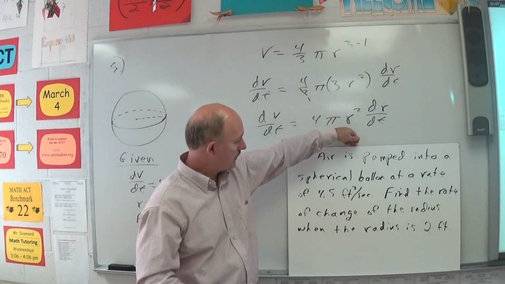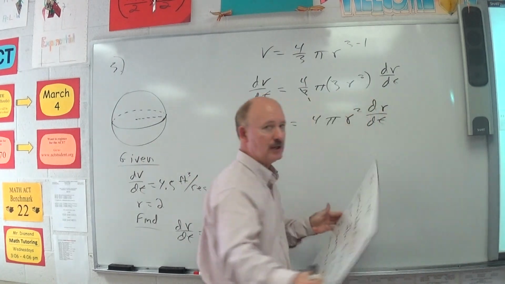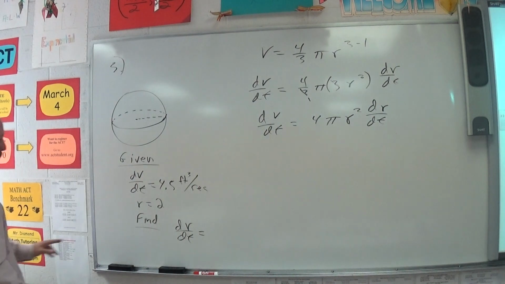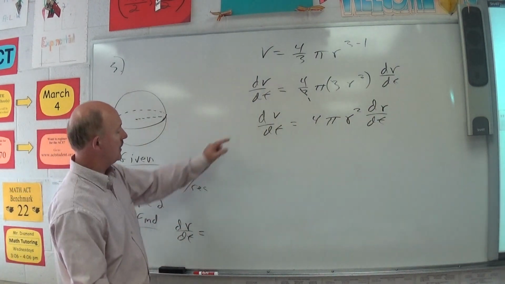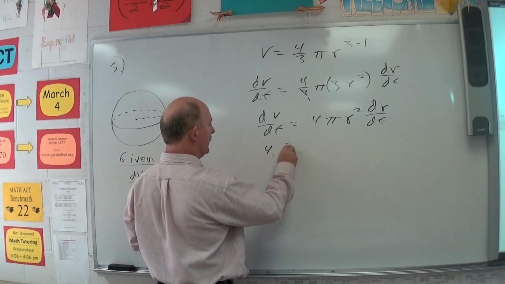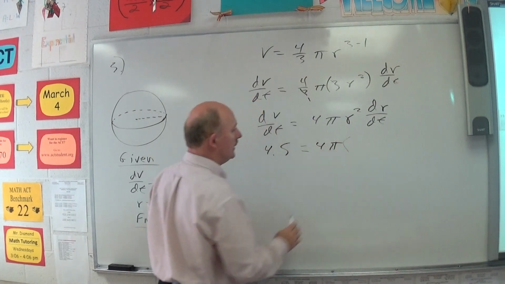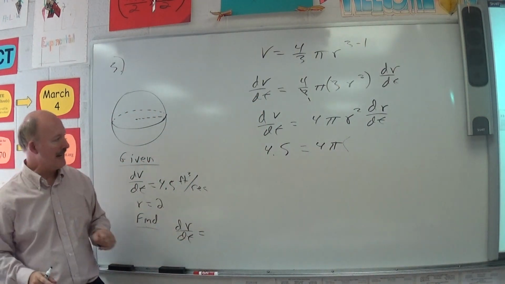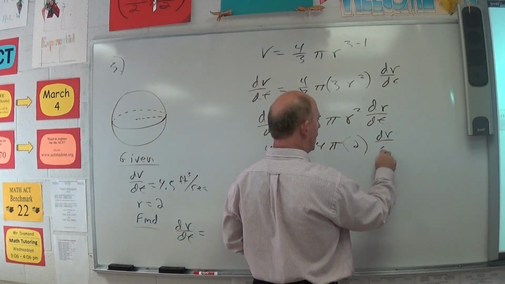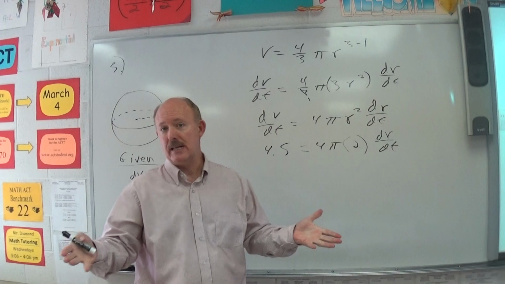Now I'm going to take the problem down. I'm going to finish this up because it should just be a matter of substituting in now and solving for dr over dt. We know that dV over dt is 4.5, so let's put 4.5 in for dV over dt. Let's bring down the 4 pi. It says the radius is 2, so when the radius is 2 feet, we plug that in, times dr over dt. This formula we have to solve for dr over dt.